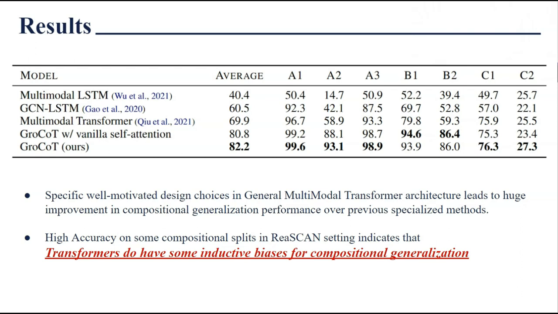Our overall results and almost perfect accuracies on some splits like A1, A3 suggest that transformers do have some inductive biases for compositional generalization. Please refer to our paper for additional results and ablation studies on other benchmarks.